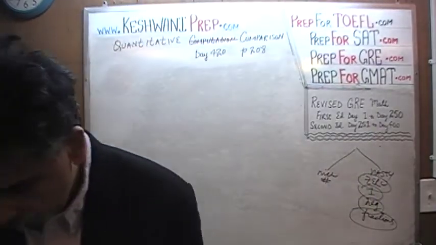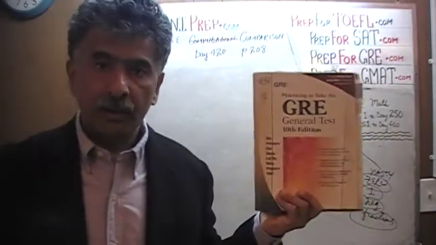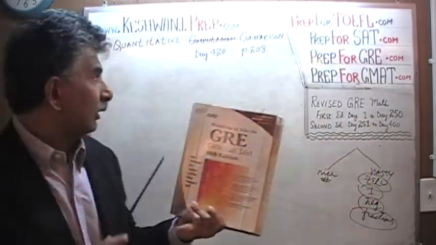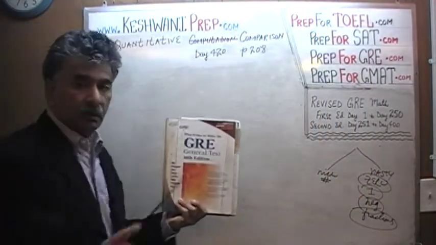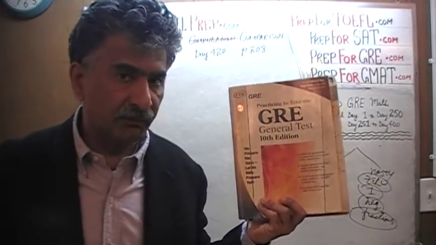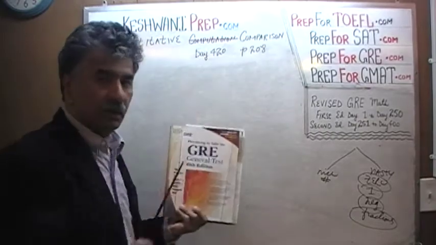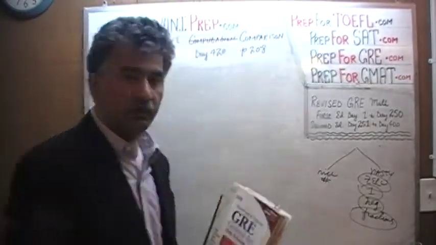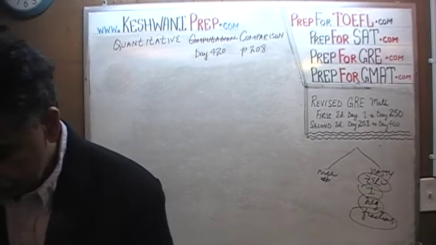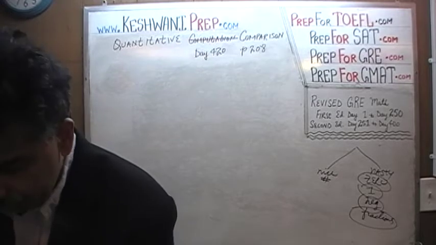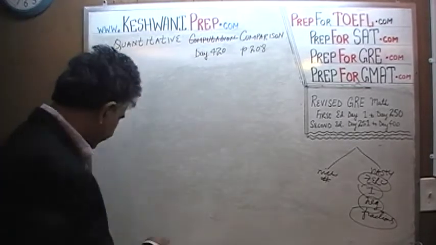Right now, we are in the process of solving some quantitative comparison questions from this book here, the 10th edition of the general GRE, because the other two books do not contain enough quantitative comparison questions, so get some extra practice. From day number 401, we begin solving some questions from here. Right now, we are on page number 208. Please turn to it. As a matter of fact, first, we're going to do the problem which is on page number 207.